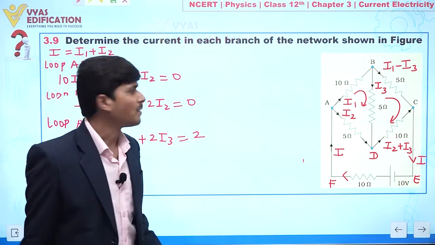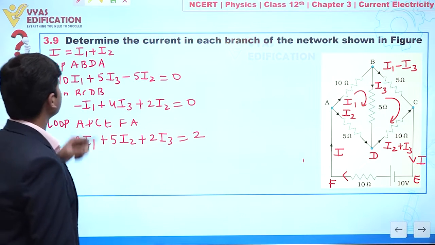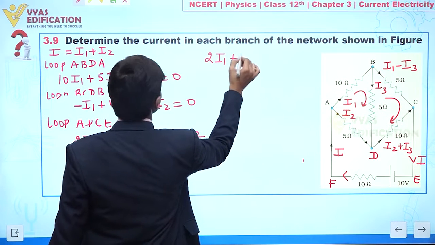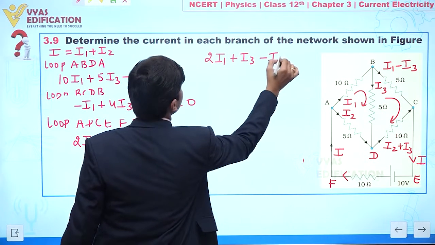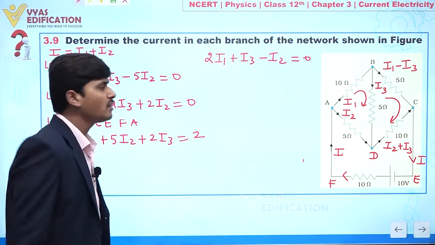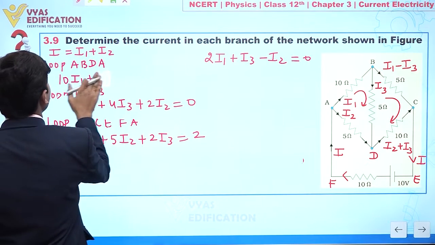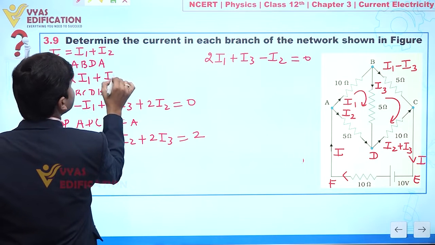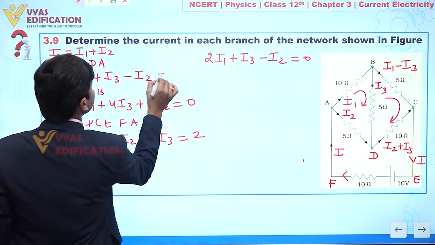Clear everyone? Now I simplified. You can also simplify this equation. I can say this is 2 times I1 plus I3 minus I2, which should be equal to 0. Clear? So I can write here also: 2 times I1 plus I3 minus I2 equals 0.